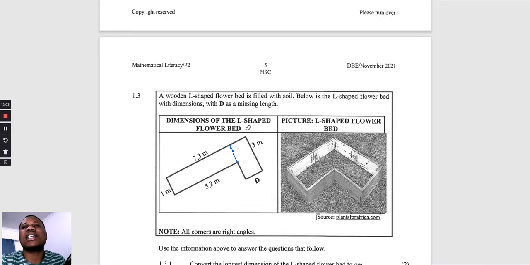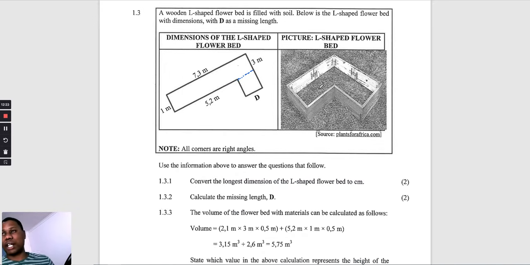Or someone can also do it this way. Someone can divide it in that way so that they have the rectangle here and then the small one here. It depends which one you want to use, that will be best for you. And then we also have the picture, how it's going to look in a 3D form. Then they say use the information above to answer the questions that follow.